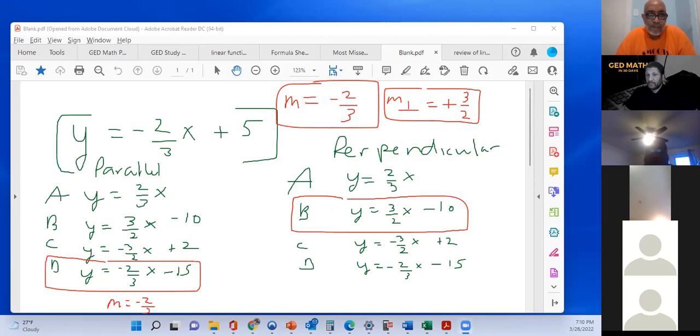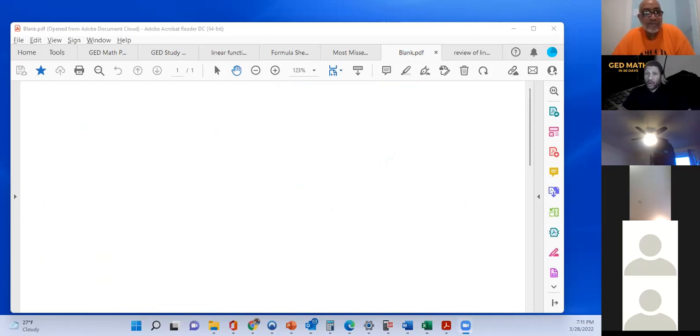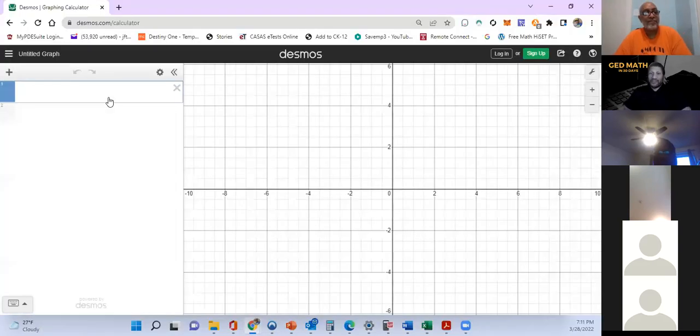But the y-intercept is different. That's not what I asked you. You're focusing on the wrong things. I didn't ask you whether it was the same line or not. I asked you, was that line parallel? So let me show you some examples. I'm going to open up a graph real quick so you can see what I'm talking about. I need you to understand what parallel lines look like. The y-intercept means nothing. The slope is what tells you whether they're parallel or perpendicular.